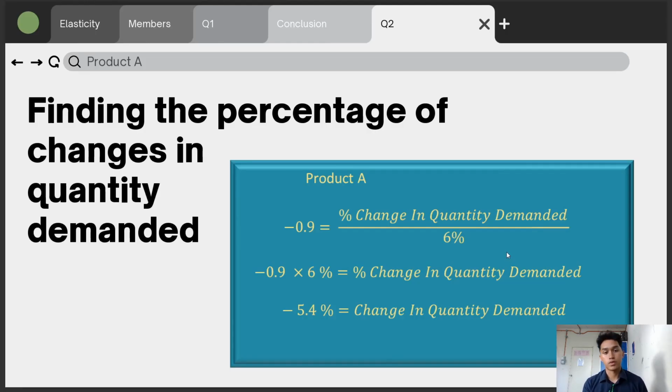Let's calculate for product A first, to find the percentage change in quantity demanded. As we know, the IED for product A is negative 0.9. So we substitute into the formula: negative 0.9 equals the percentage change in quantity demanded divided by 6%. We move the 6% here, times negative 0.9, and we get our final answer: change in quantity demanded is negative 5.4%. After we get the final answer, let's illustrate product A in the graph.